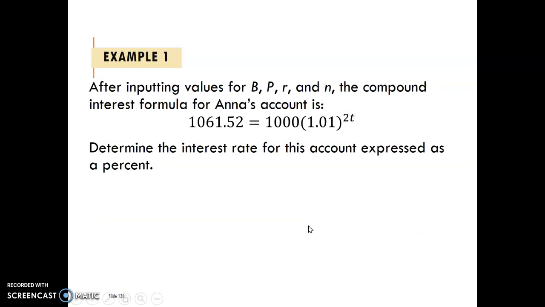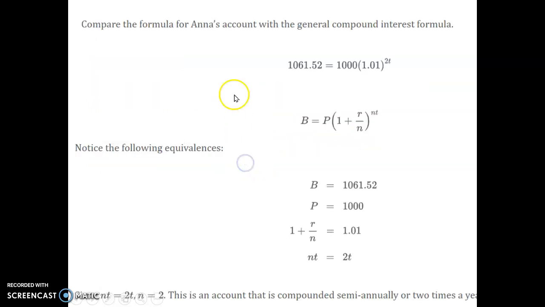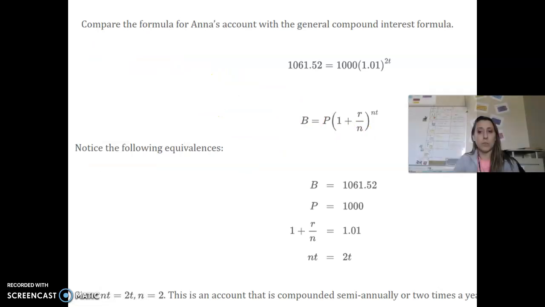Okay, so the first thing we're going to do is solve for R for the first time because it's going to say that we have our ending amount, we have our principal, we have our 1 plus the R divided by N right here, and we have our NT right here. So we are going to go through all of this. We are going to want to compare the formula to Anna's account. This is what we started with. This is the formula that we're using. And then we want to point out the things that they equal.